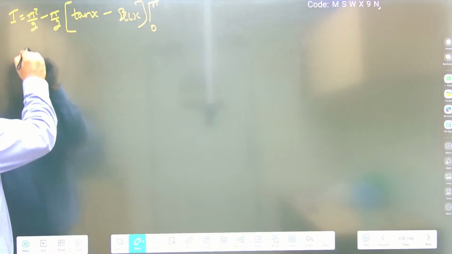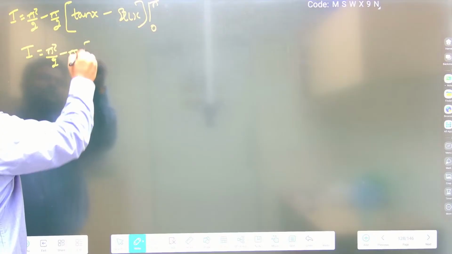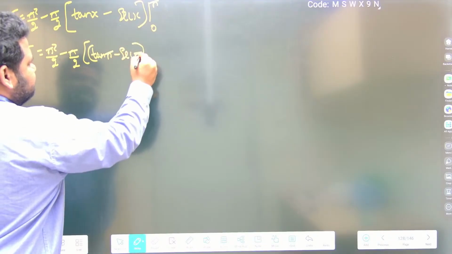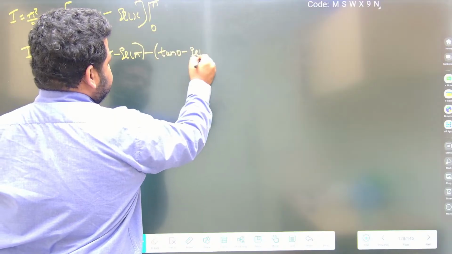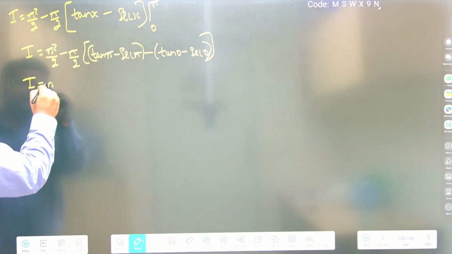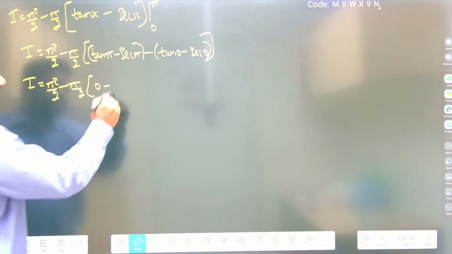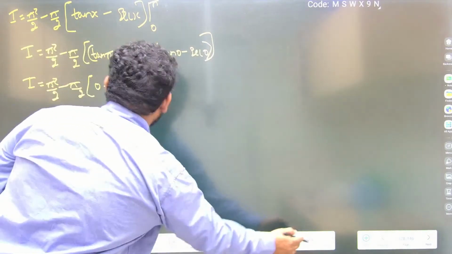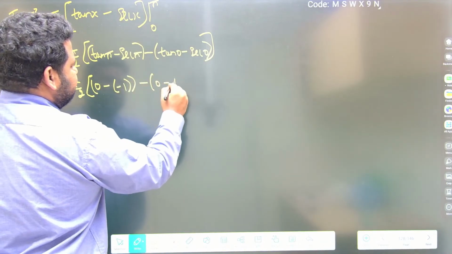Now see here, for this, let us apply the limits. I is equal to pi square by 2 minus pi by 2. Upper limit is pi: tan pi minus secant pi. Minus, tan 0 minus secant 0. Now tan pi is 0, minus secant pi is minus 1, because secant pi is minus 1. So 0 minus minus 1, minus tan 0 is 0, minus secant 0 is 1.